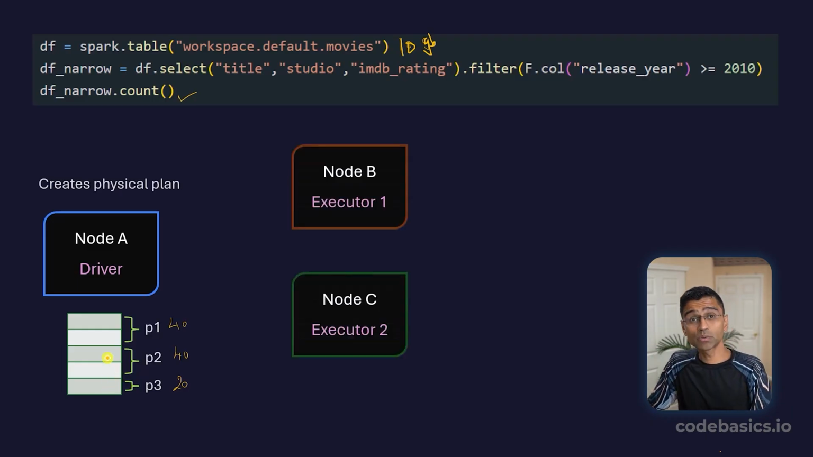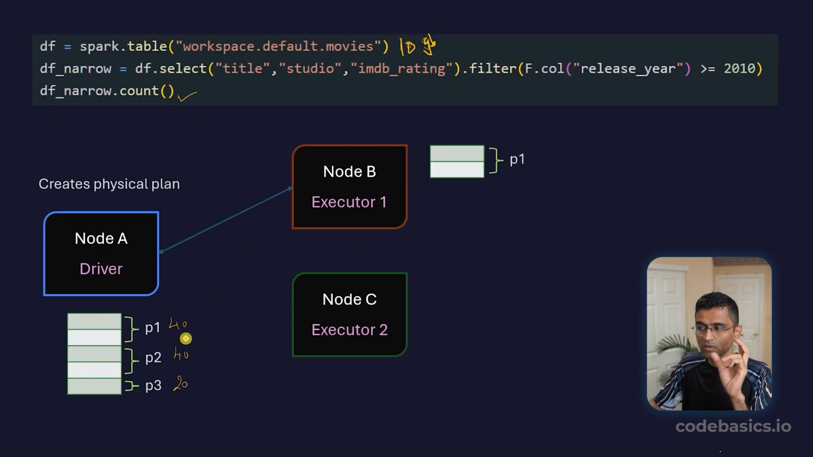And then there will be executor nodes or worker nodes. Let's assume we have 2 nodes. Okay, there can be many, I'm just taking an example. Node B and C. And now node A will give one partition to this, and it will also give a task. Let's say this task is T1. So the task here is to filter using release year. Give me all the movies who have release year greater than 2010, and then pick these 3 columns. Okay, that code is your task.